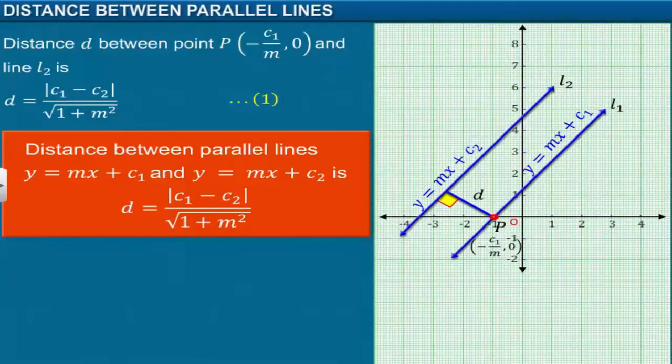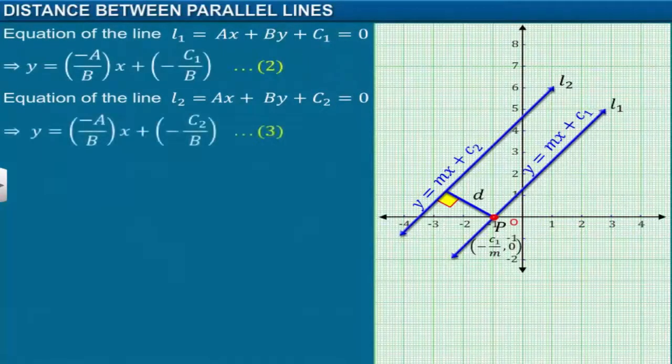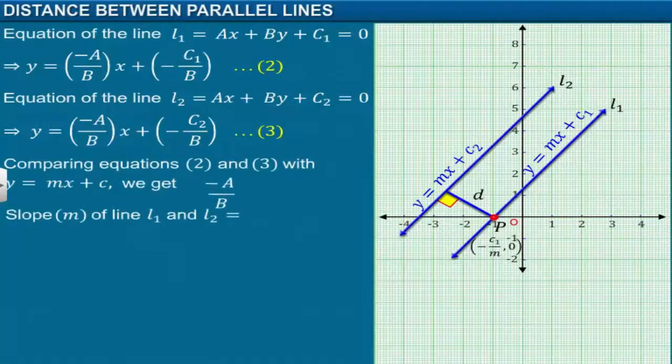Suppose the equations of the parallel lines L1 and L2 are given in the general form as shown. Rearranging the given general equations in slope-intercept form, we get equations 2 and 3 representing lines L1 and L2 as shown. Comparing equations 2 and 3 with the slope-intercept form of the equation of a line, we get the slope of the parallel lines L1 and L2 as minus a upon b, and the values of the y-intercepts of lines L1 and L2 as shown.